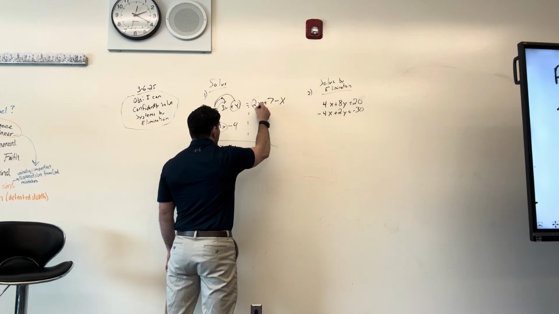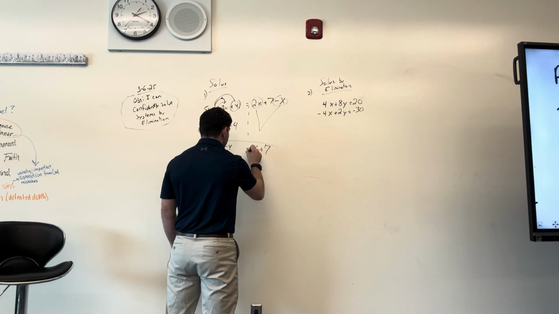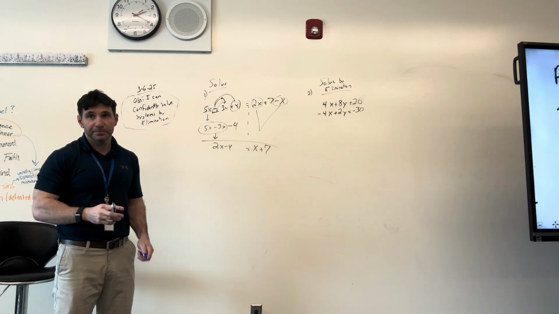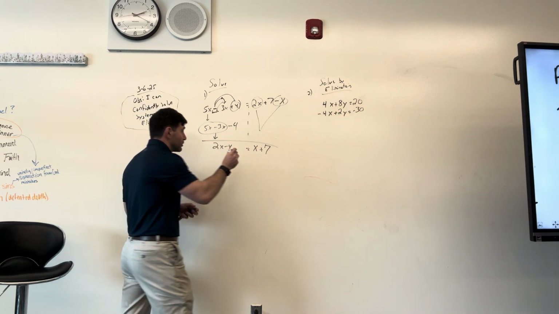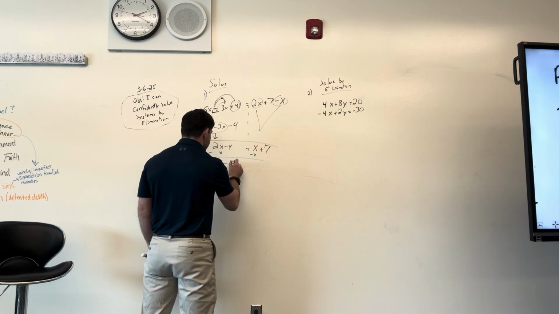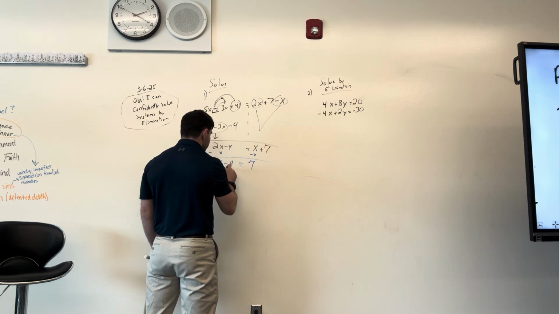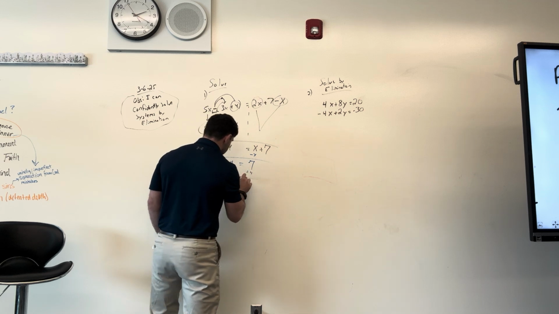On this side, we can only combine like terms. That gives me x plus 7. Questions on how I got either of those? Now we're going to move our smaller variable, which happens to be an x, so I subtract x from both sides. That gives me x minus 4 equals 7. I add 4, x should equal 11.